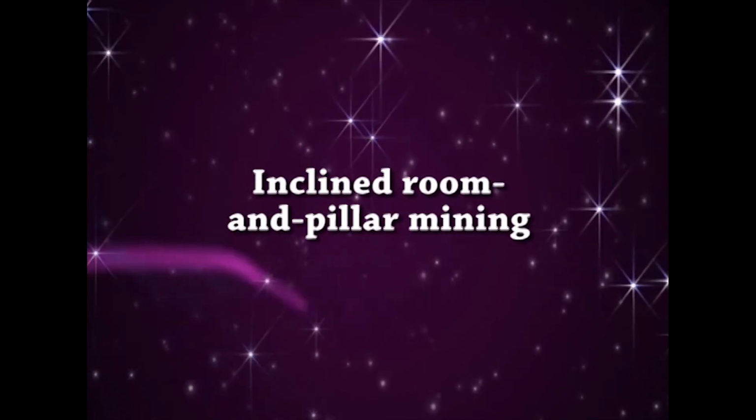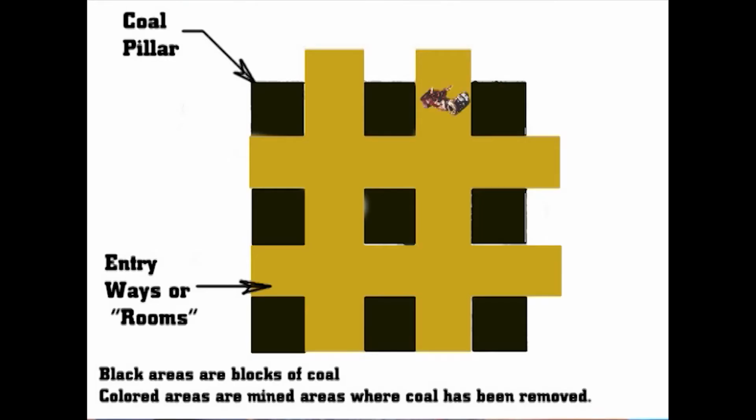Inclined room and pillar mining. Inclined room and pillar applies to tabular mineralization with an angle or dip from 15 degrees to 30 degrees to the horizontal. This is too steep an angle for rubber tire vehicles to climb and too flat for a gravity assist rock flow. The traditional approach to the inclined ore body relies on manual labor.